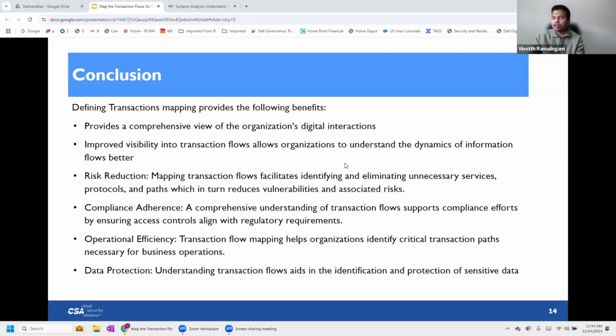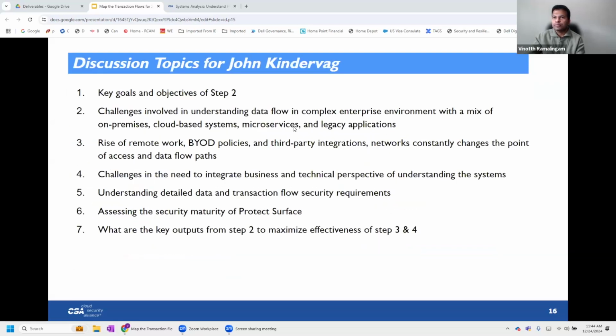Absolutely. And here is the conclusion. And then we have a bunch of things that we wanted to discuss with you on this, John. So moving on to that, discussion topics. So some of the things that we have. While we are trying to define the transaction flow mapping document, which means we'll be collecting some of the key sensitive proprietary information, is there a possibility of any kind of security and privacy concerns in this process, which we need to be careful about?